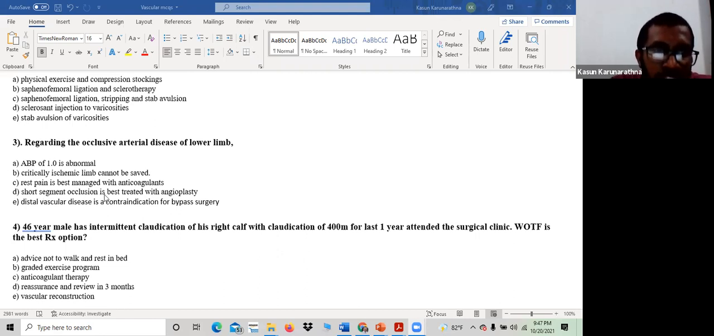Short segment occlusion is best treated with angioplasty. What do you say about D? Yes, D is true. Short segment occlusions, you can best treat with angioplasty. That is as a concept. Distal vascular disease is a contraindication for bypass surgery. What do you say about this E?